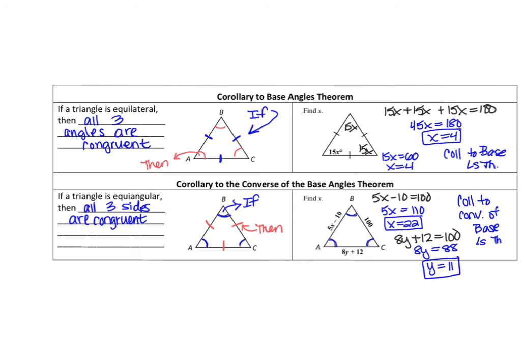So again, when you have the corollary to base angles theorem, this one gives you the sides first, and then you'd be finding the angles. Corollary to the converse of the base angles theorem, this one would give you angles first, then you would be proving sides are equal.